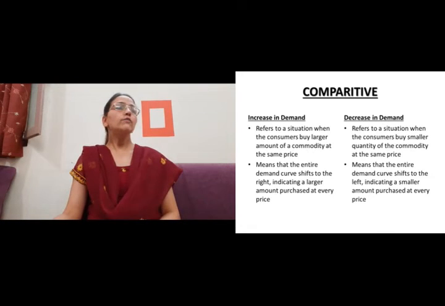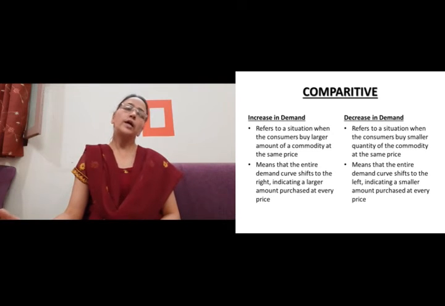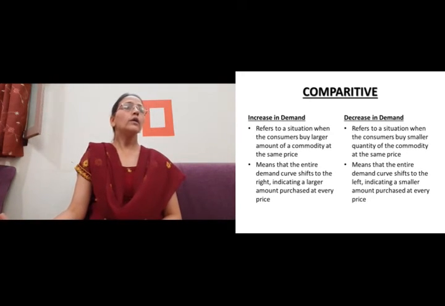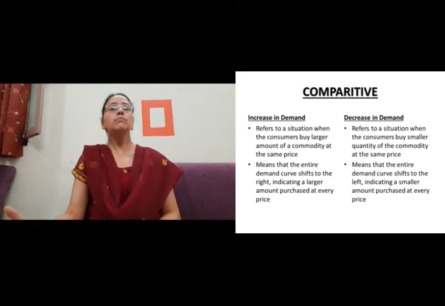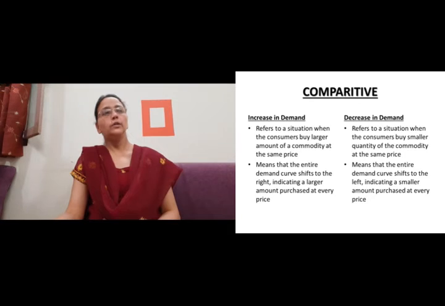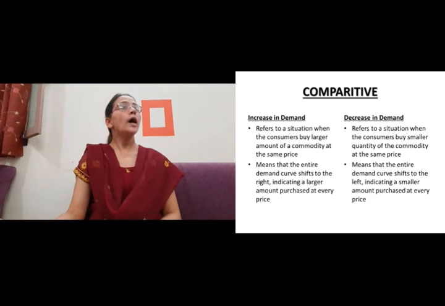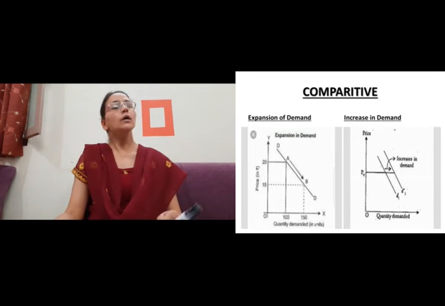So increase in demand refers to a situation when the consumers buy a larger amount of a commodity at the same price, whereas decrease in demand refers to a situation when the consumer demands a lower quantity at the same price. And then increase in demand means that the entire demand curve shifts to the right or forward, right? And decrease in demand means the entire demand curve shifts backward. Understood? At the same price, when increase is there, a larger amount is purchased by the consumer. When decrease is there, a smaller amount is purchased by the consumer.